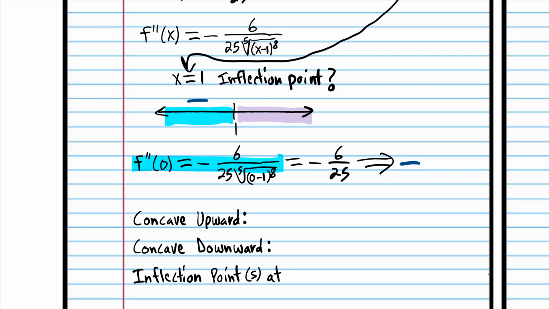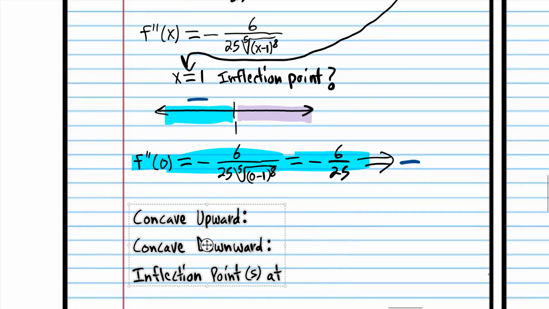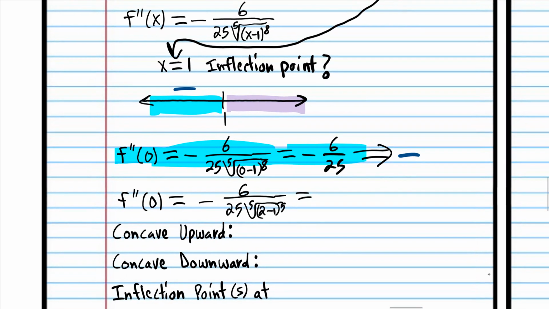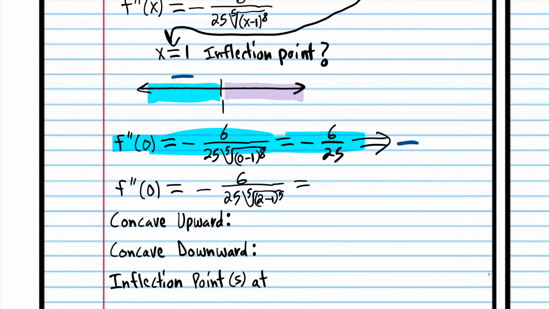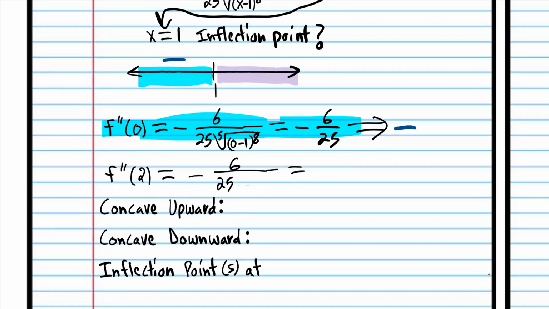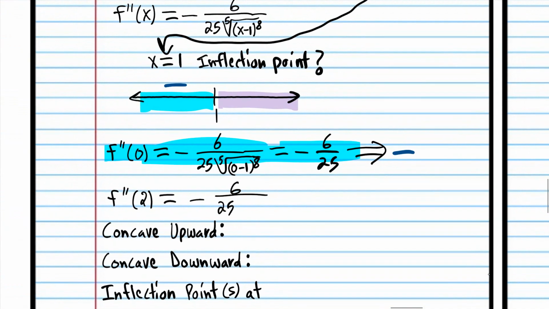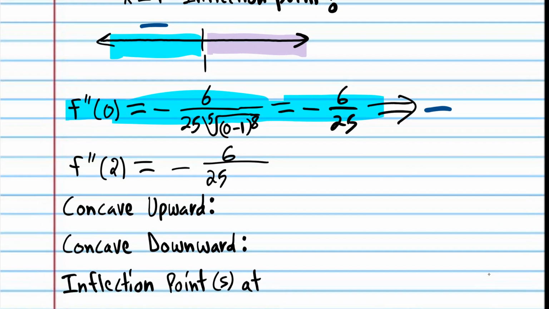So we tested the blue region. Now we just need to test the purple region. So now what should we plug in? Maybe 2. And again, this is really tedious to have to show, so you don't have to show all this. I don't know why I wrote a 0 there. That should be a 2. So we end up with negative 6 over 25 again.